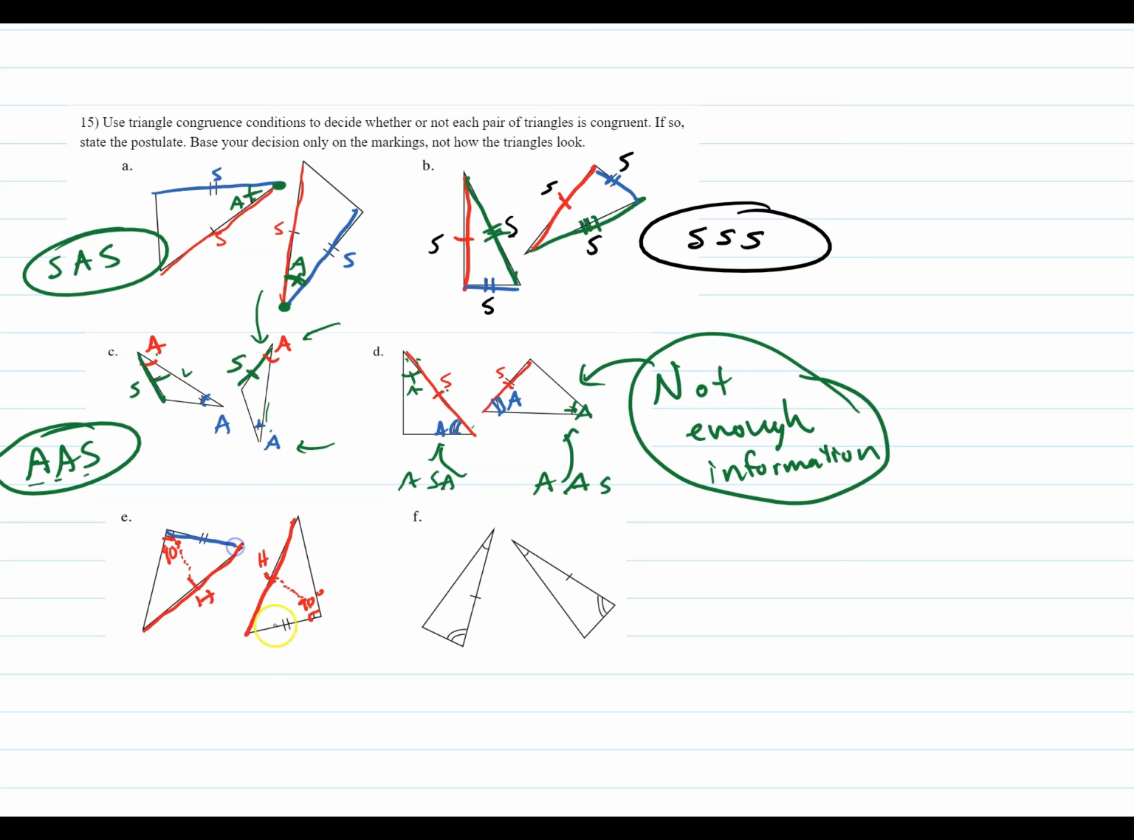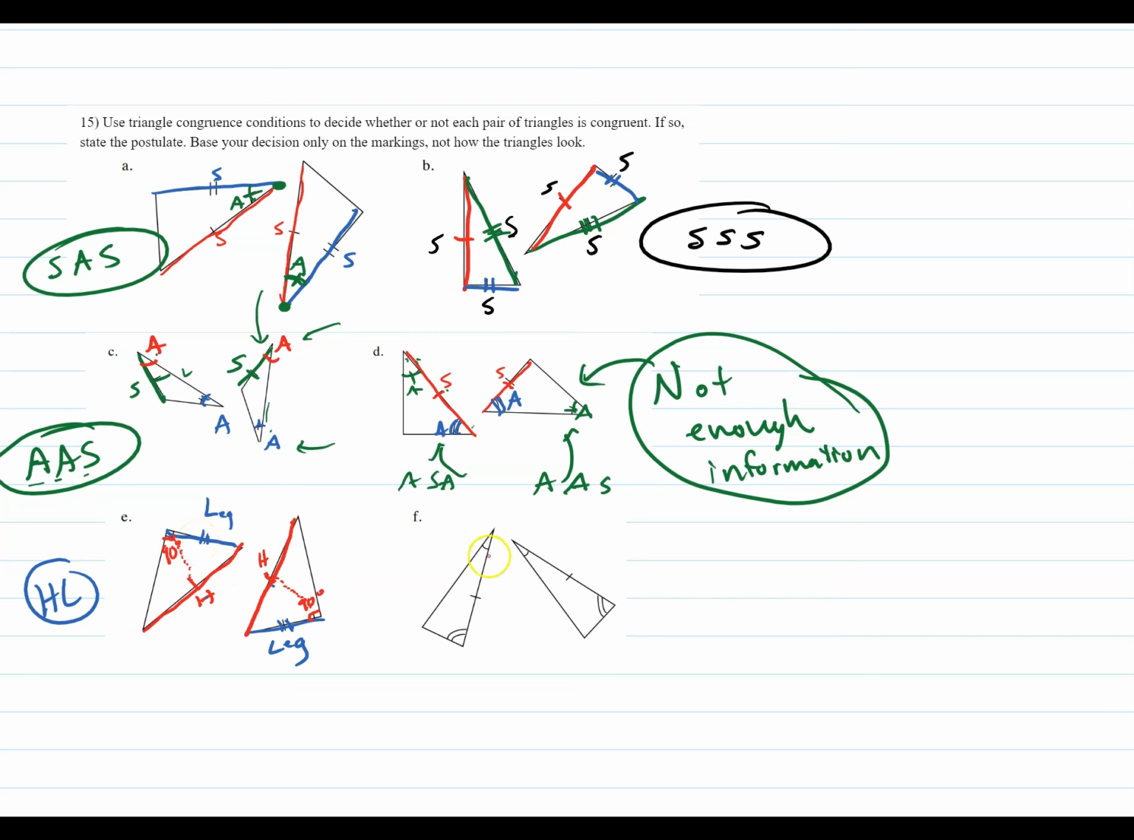Then we have that these two sides are congruent, and we call these sides legs for a right triangle. And so we can use HL. The hypotenuses match, the legs match, one pair of legs match, and there's a 90-degree angle.